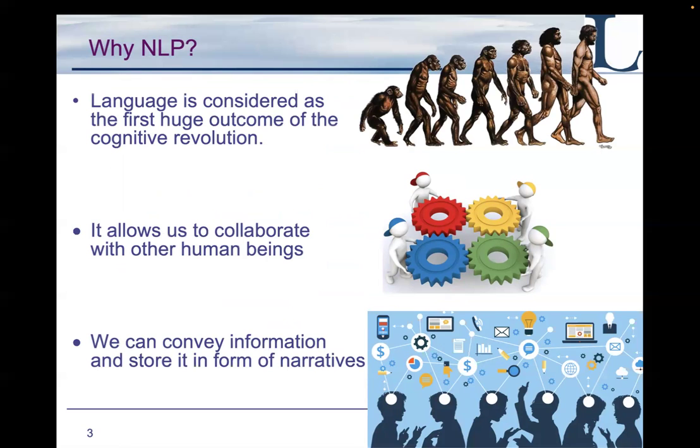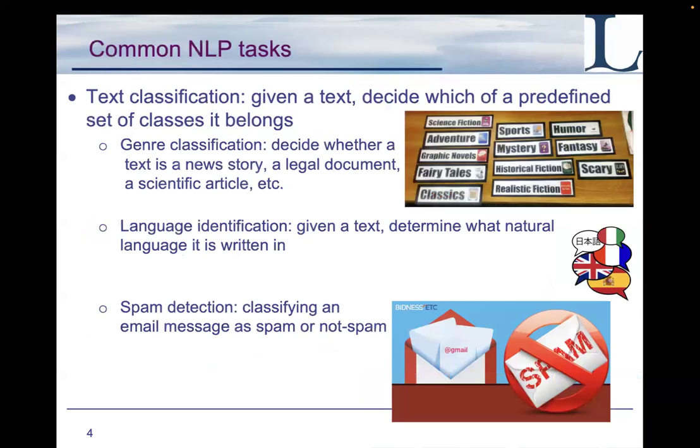NLP is super important because we use language for communicating information, and this is probably the fundamental aspect of human intelligence, that we are able to communicate and, before all, comprehend verbal information. So it is a means of collaboration and conveying information.